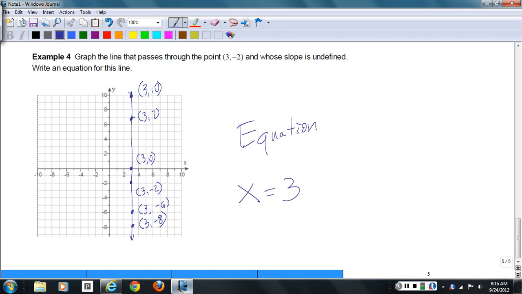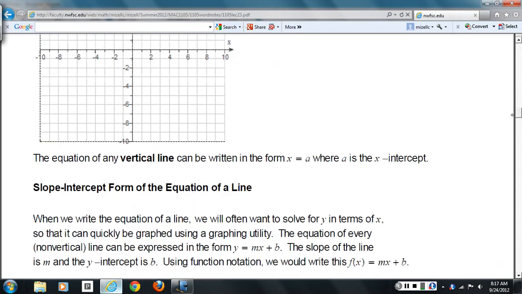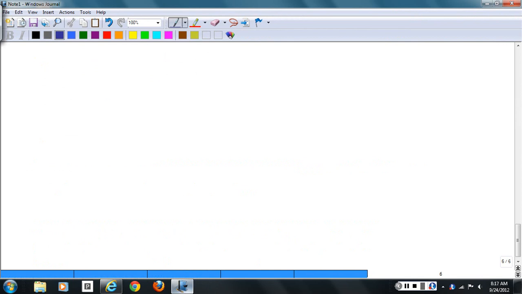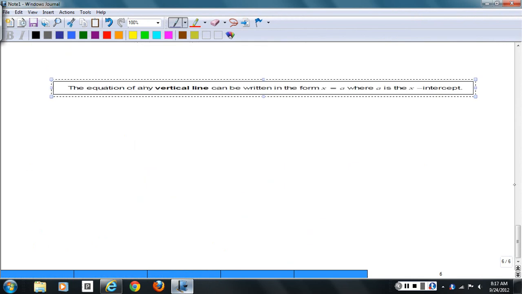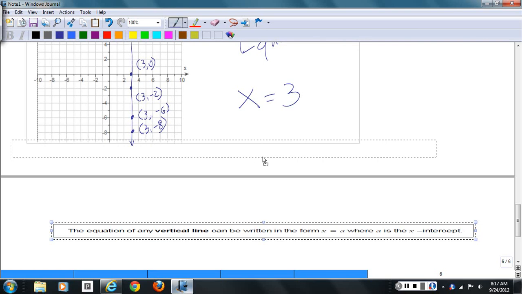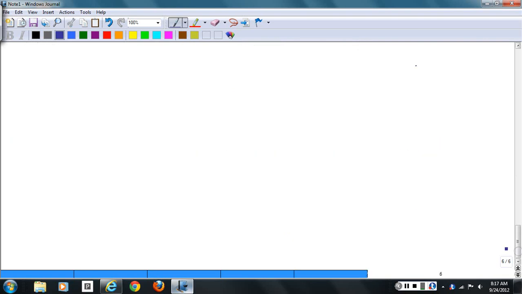So x equals 3. As a rule, when we want to come up with an equation of a vertical line, just find the x-coordinate of any point on that line and write it in this form. And I did it again, but it's still no harm, I guess. I could put that up there. Like so.